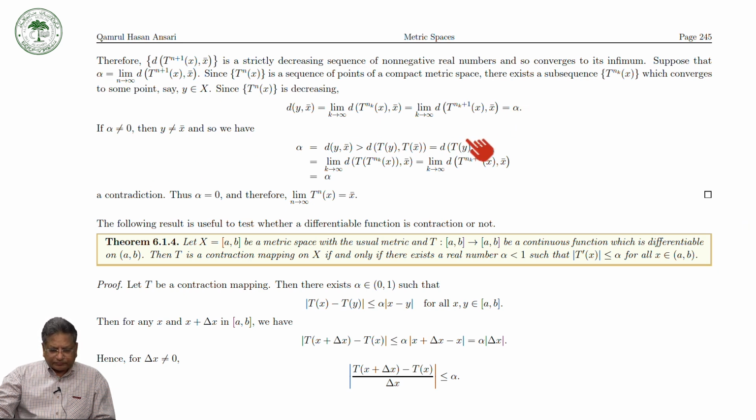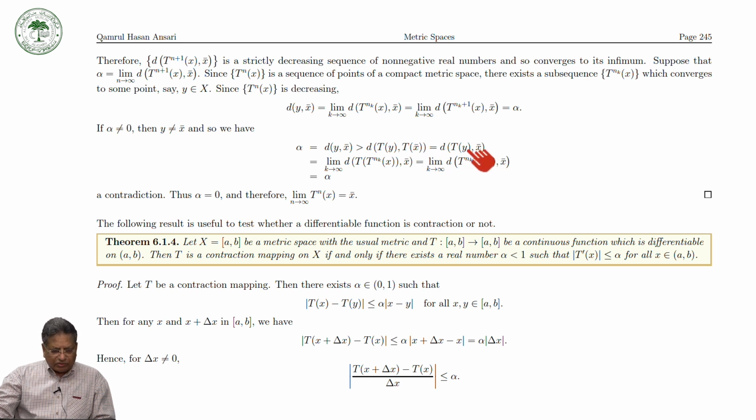Now if alpha is not equal to 0, it means that y should not be equal to x bar. And so we have alpha equal to d of y, x bar, and of course y is not equal to x bar. So this is strictly greater than d of T y, T x bar by the contractiveness of T. But again, T x bar is equal to x bar, because x bar is a fixed point of T. So instead of this, we can write x bar.